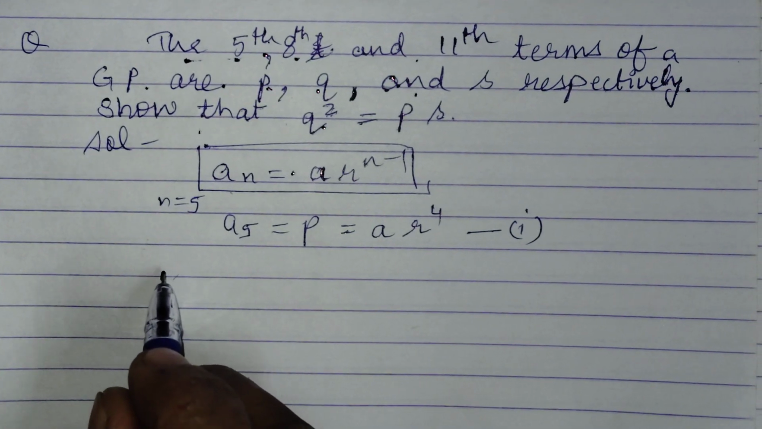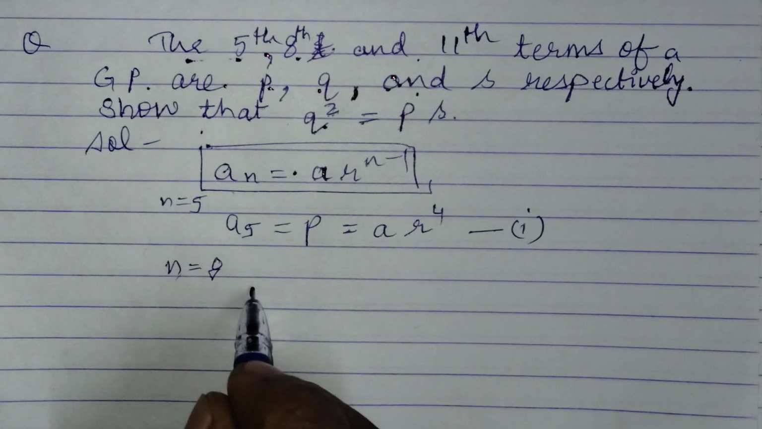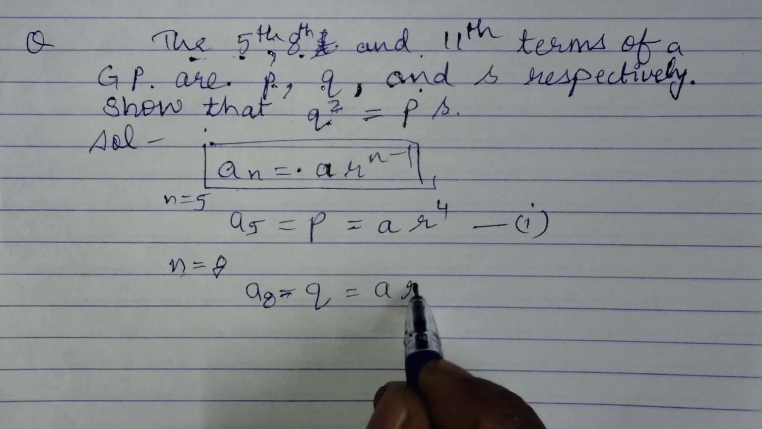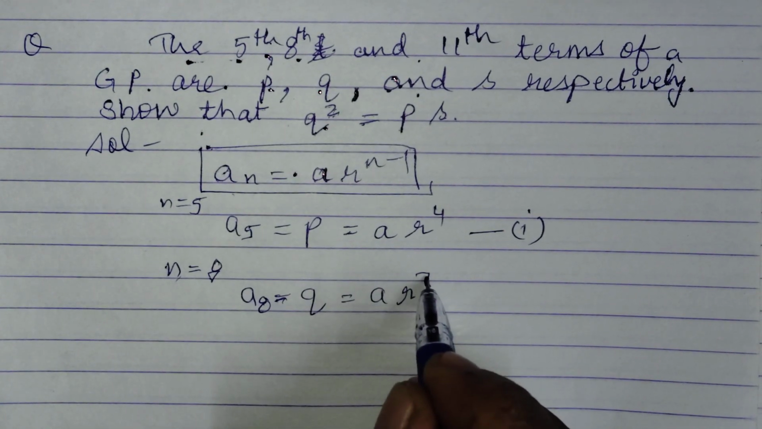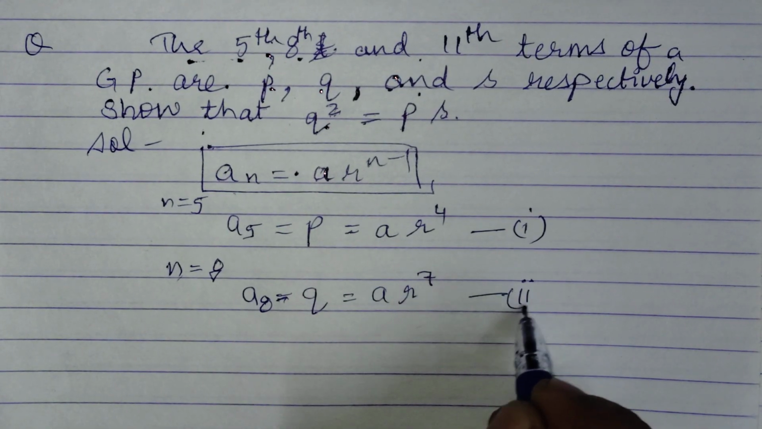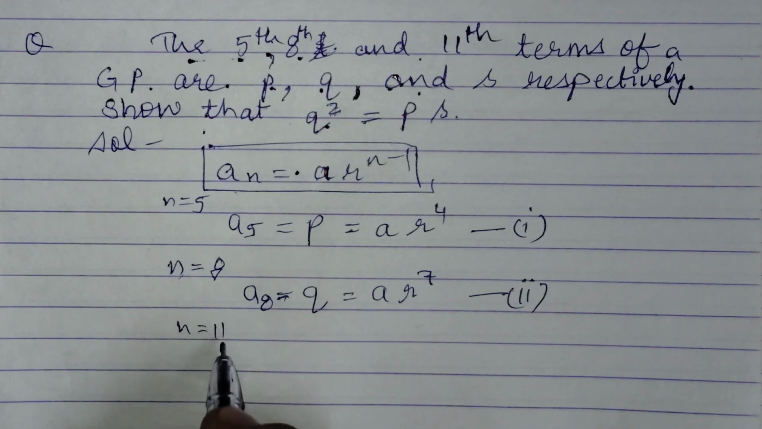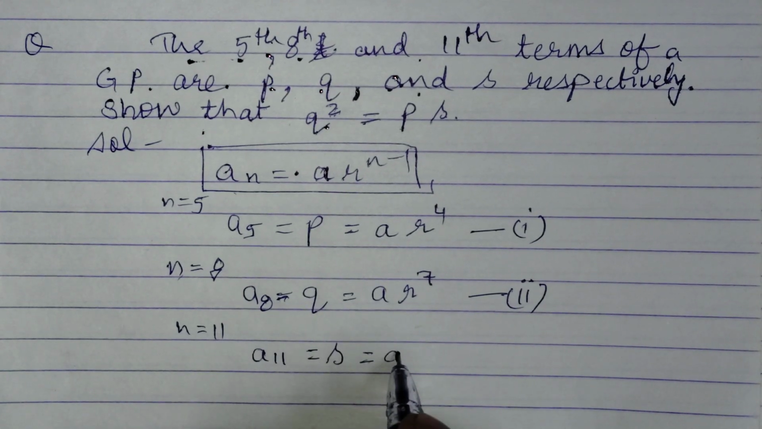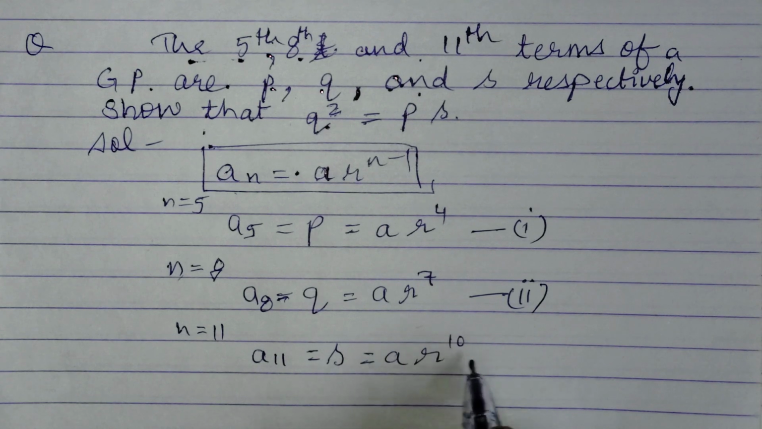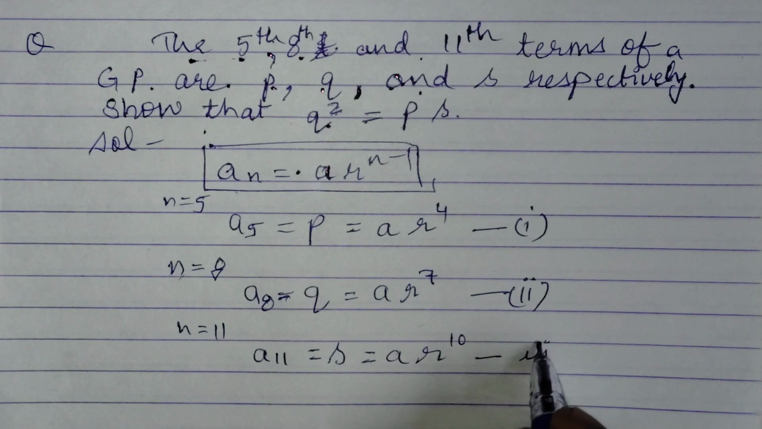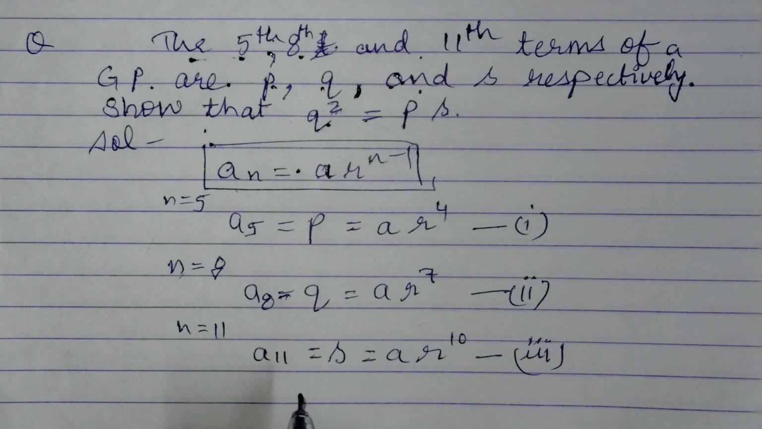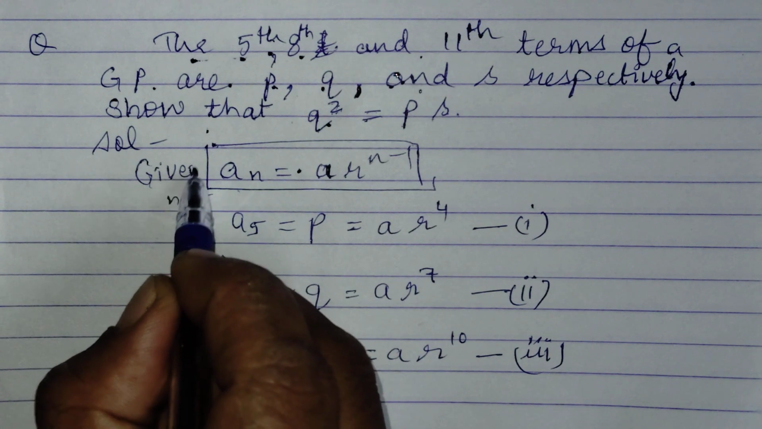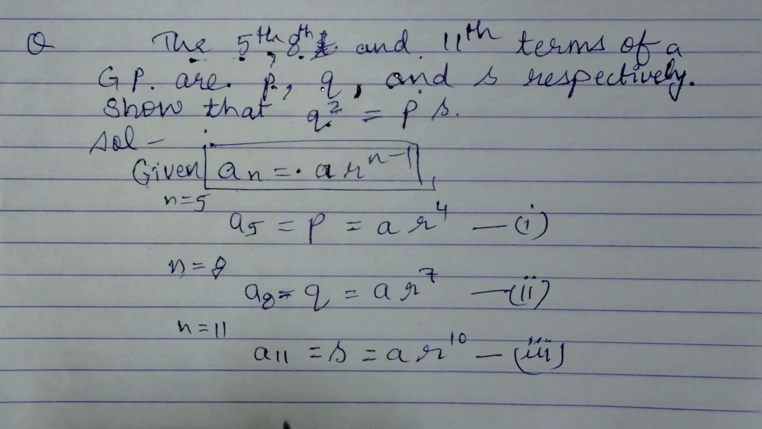Second, n equals 8, so a8 equals Q, equals a r power 8 minus 1, that means 7. This is our second equation. Third, n equals 11, so a11 equals S, equals a r power 11 minus 1, which gives a r power 10. This is the third equation. So we get 3 equations. Now we have to prove Q square equals PS.